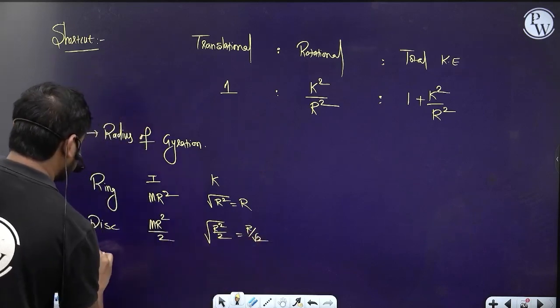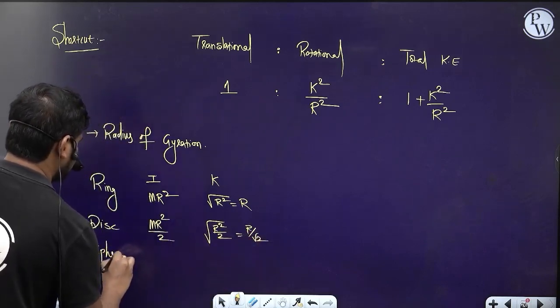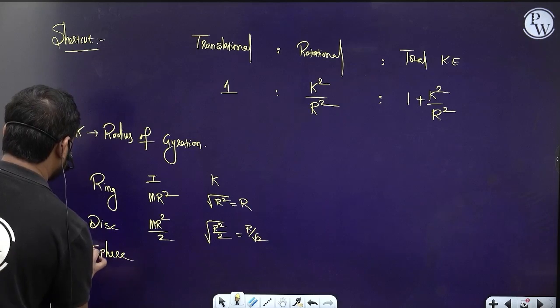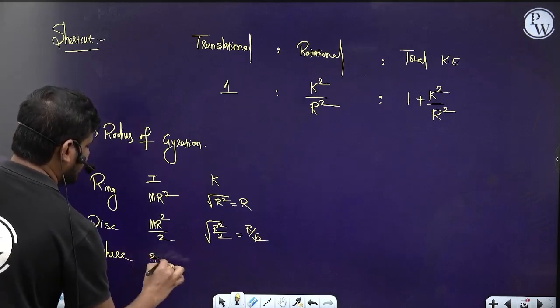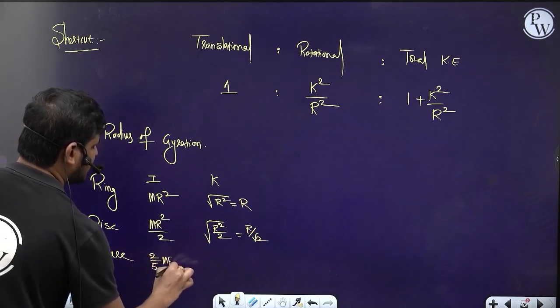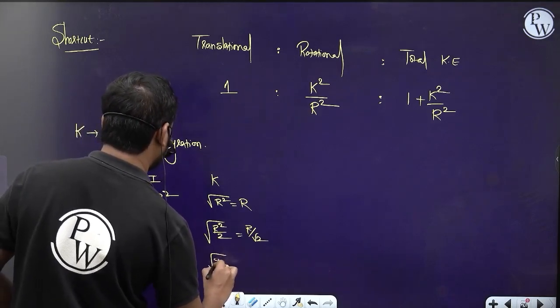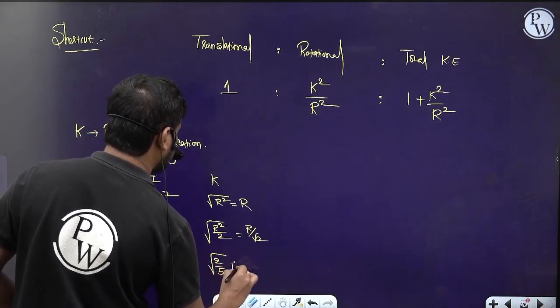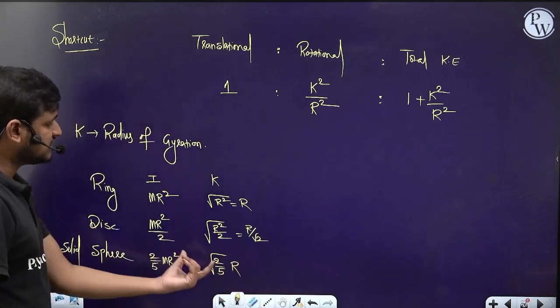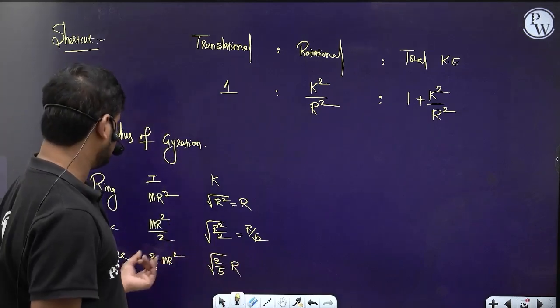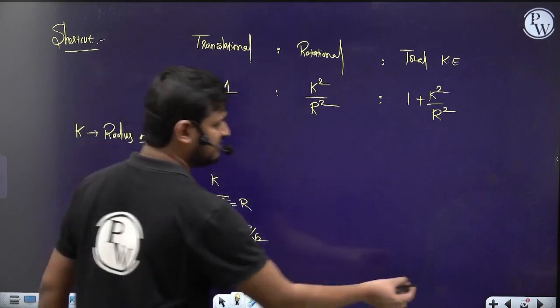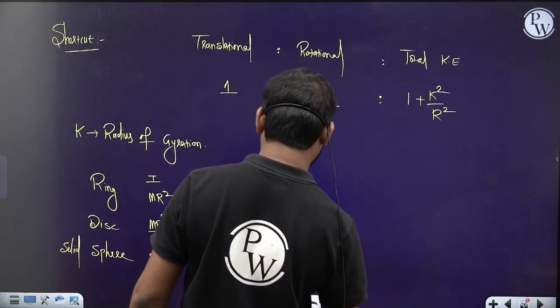If you need it for the solid sphere, it is 2 by 5 mr square. So take the mass out, and you get root over 2 by 5 into r. Yes or no? Like that you can find the radius of gyration. For the previous question, you can do the shortcut.